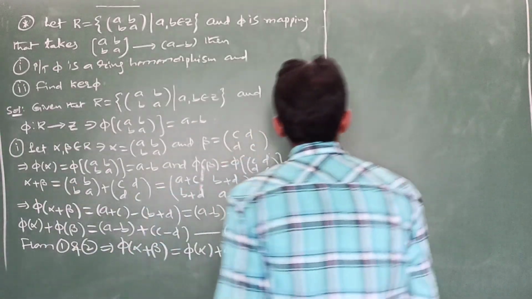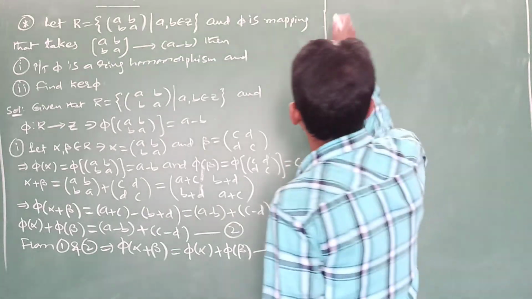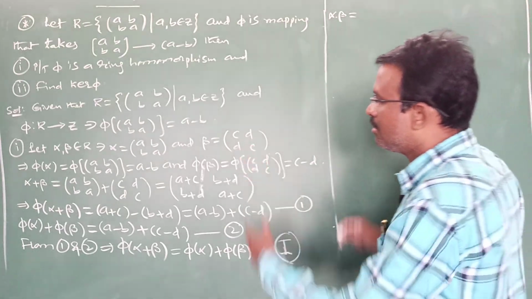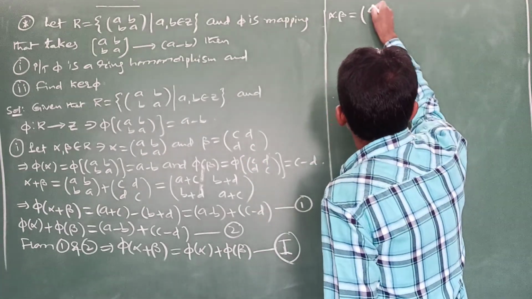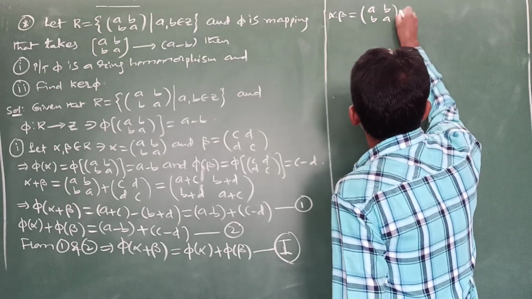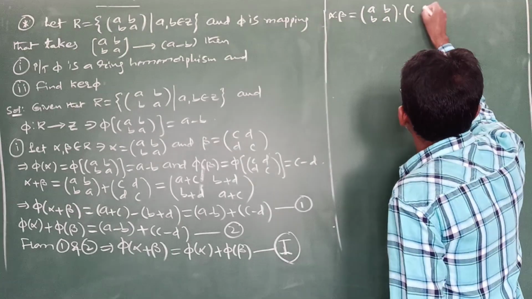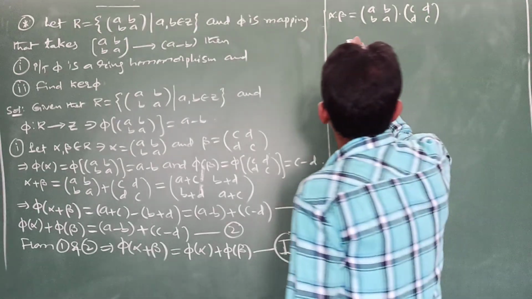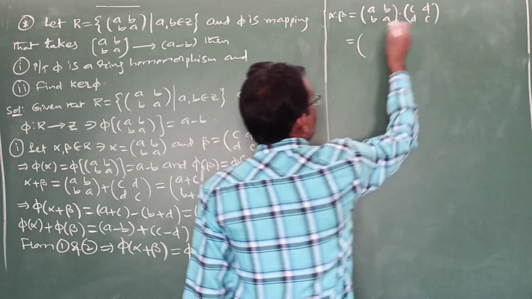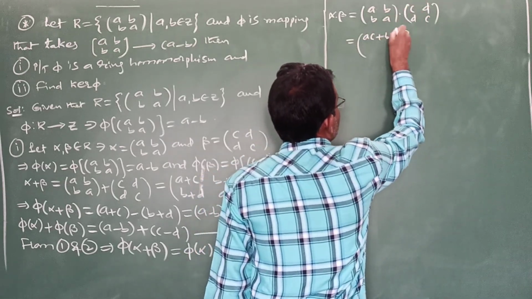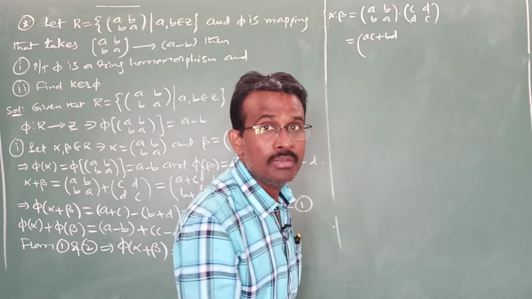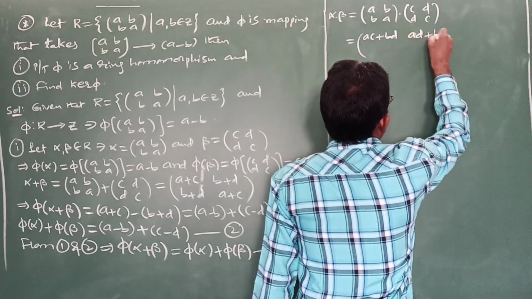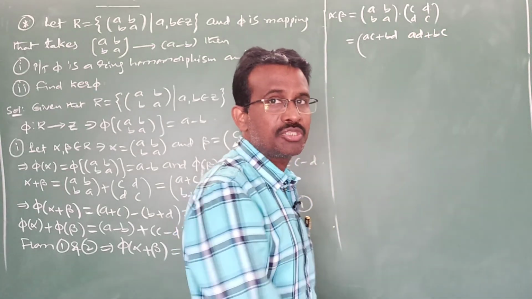Now let us go for the multiplicative operation condition. For that, first define alpha into beta. Alpha is [A, B; B, A] into beta, which is [C, D; D, C]. Now do the product of those two. This into this plus this into this: AC plus BD is the first element. Next one, this into this plus this into this: AD plus BC. This is the second one.